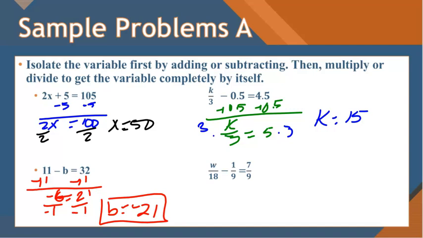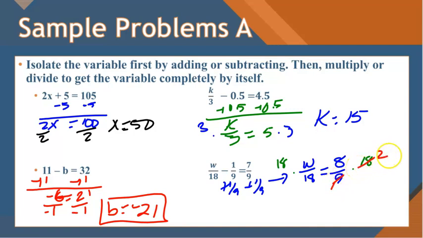Next, here I have fractions. I could get rid of all fractions too, but let me just get the w over 18 by itself. So I'm going to add 1/9 to both sides. And this is going to give us w over 18 equaling 7/9 plus 1/9, which is 8/9. The opposite of dividing by 18 is multiplying by 18. So if I multiply this side by 18, the 9's divide out. 18 divided by 9 is 2. The w is going to equal 16.